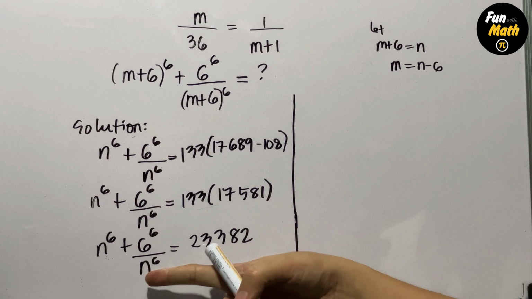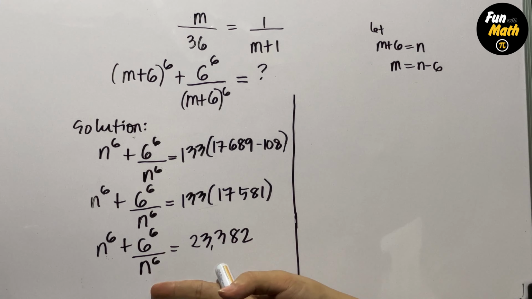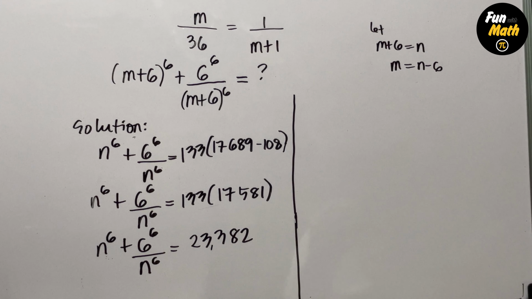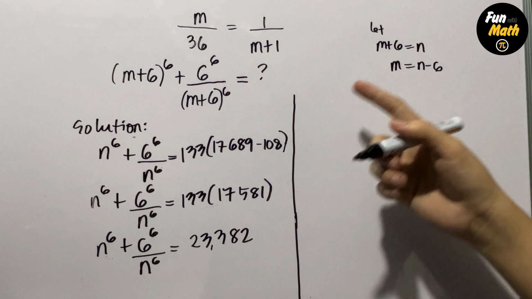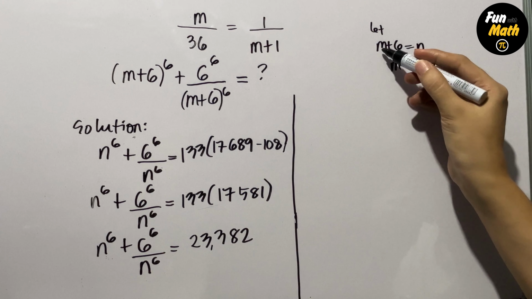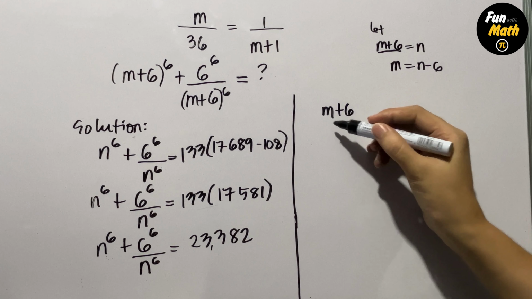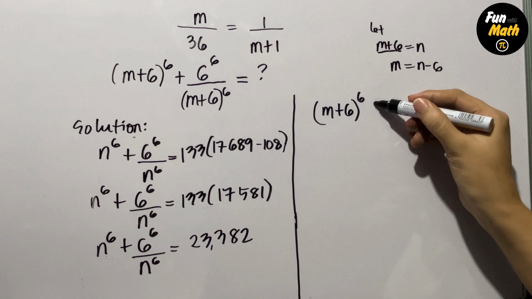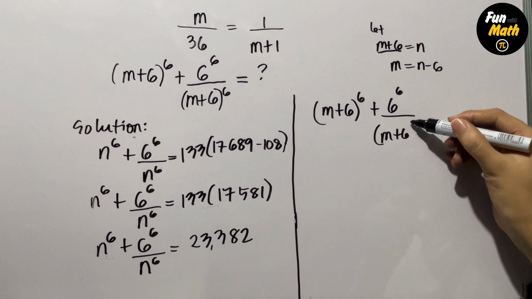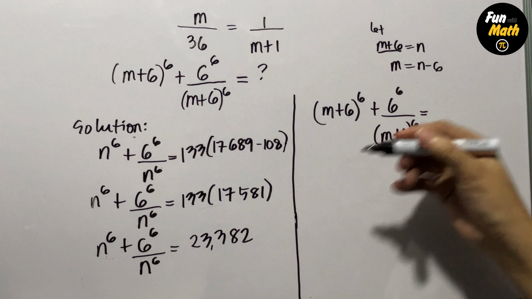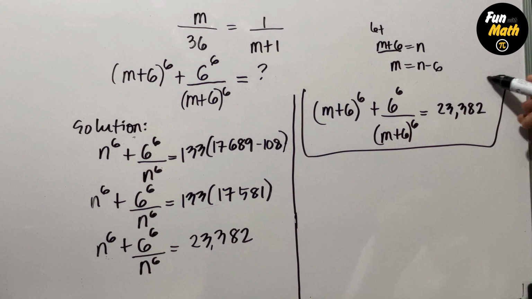23,382. And for this, on the left side, we have n^6 + 6^6/n^6. Let's recall that earlier, we let m + 6 be equal to n. Now, instead of writing this, we change it into the original m + 6. So we have (m + 6)^6 + 6^6/(m + 6)^6 equals 23,382. And this is our final answer.